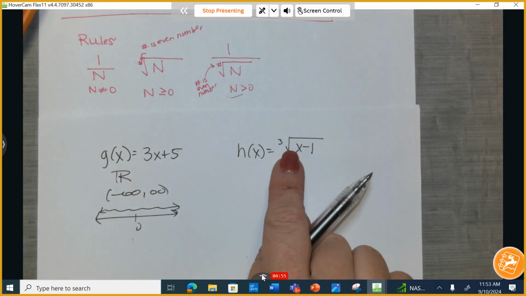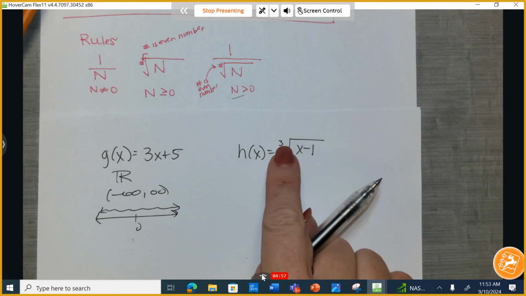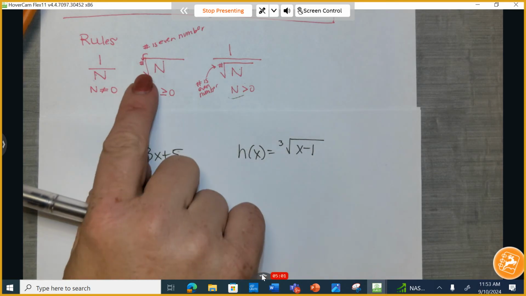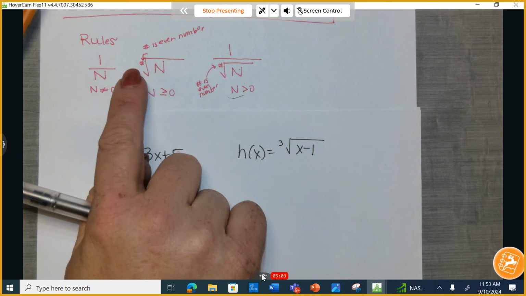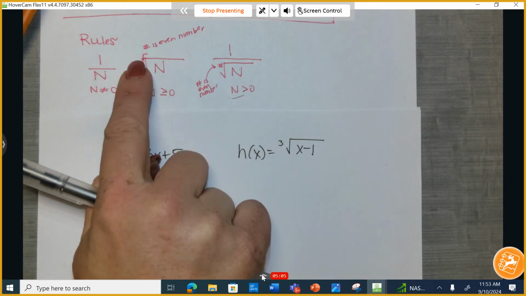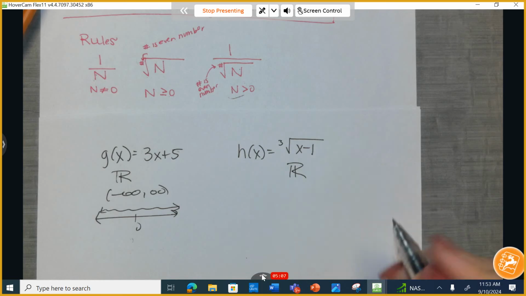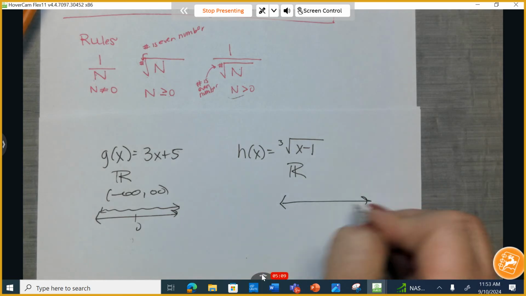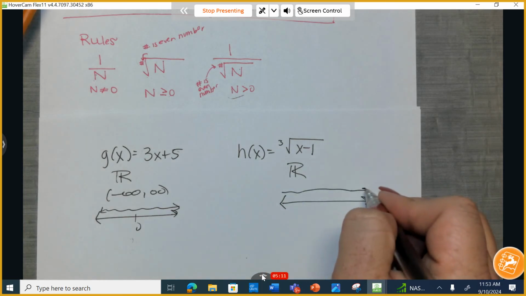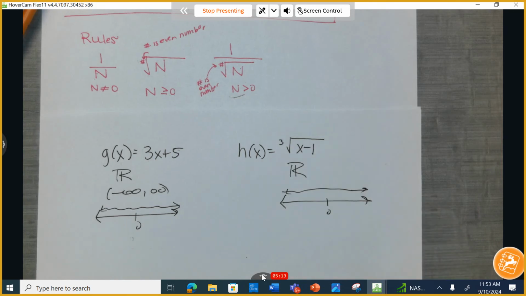This is often confusing for students because they see a radical, but when they look, the nth root is odd. When the nth root is odd, we do not apply the second rule. That's only when we have an even nth root. For that same reason, we have all real numbers. So negative infinity to positive infinity. Let's look at another one.